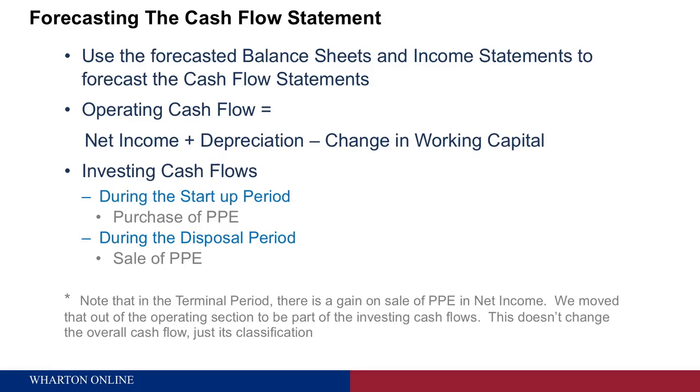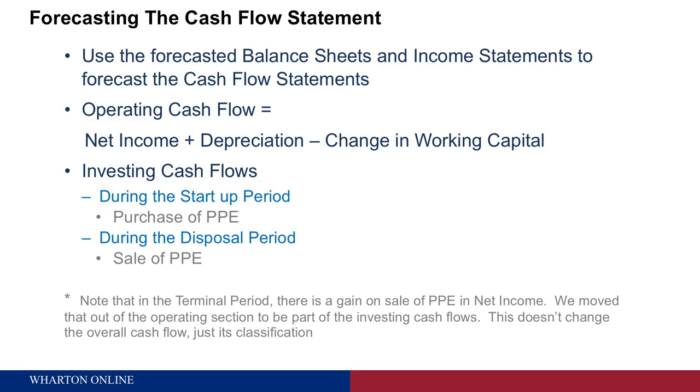Once we've got the forecasted income statement and the forecasted balance sheet, now we can forecast the cash flow statement. Okay, so this is again what our ultimate focus is going to be. Operating cash flow is net income plus the depreciation, because depreciation is in income, but it isn't a cash outflow, minus the change in working capital. That's our investment in receivables and inventory, etc., that's in income but isn't cash.